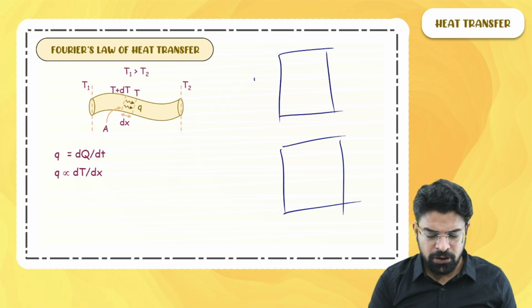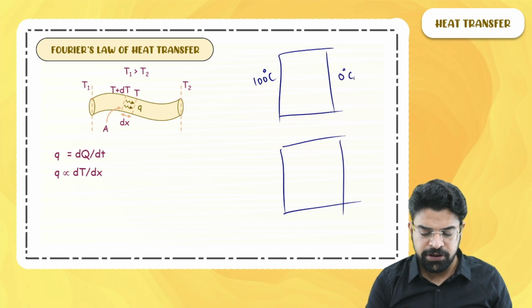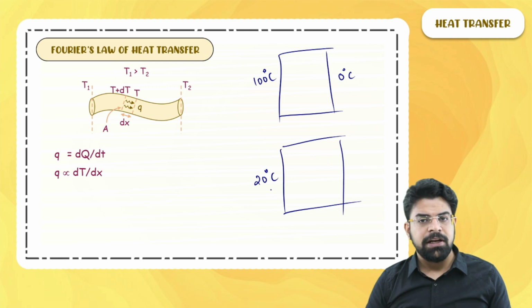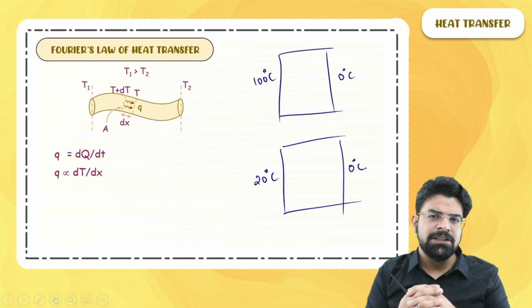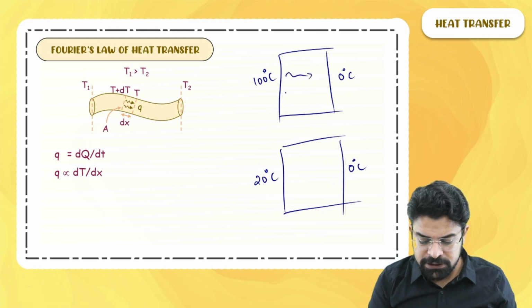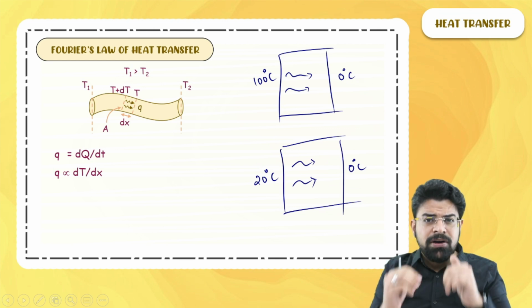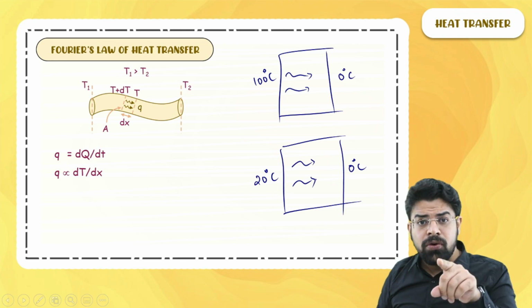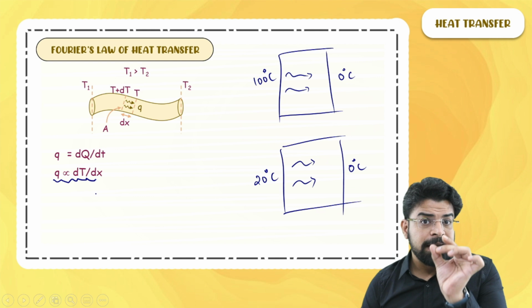In the first case, on the left hand side you have got a temperature of 100 degrees centigrade, right hand side you have got a temperature of 0 degrees centigrade. In the second case, you have got on the left hand side a temperature of 20 and on the right hand side a temperature of 0. I ask you, in which case will the rate of heat flow through this material be more? So you'll say, sir, where the temperature drop per unit length will be more, there the rate of heat flow will be more. And you have told us the rate of heat flow is directly proportional to the temperature gradient.